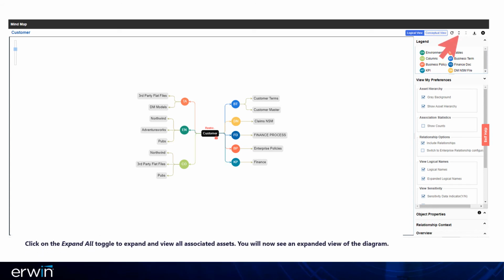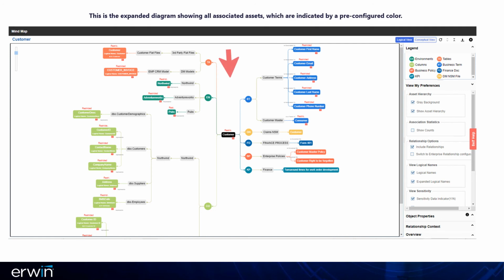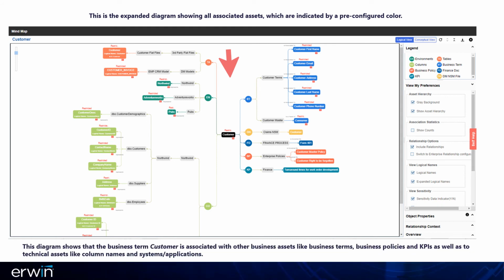Click on Expand All to toggle to expand and view all associated assets. You will now see an expanded view of the diagram. This is the expanded diagram showing all associated assets, which are indicated by a pre-configured color. This diagram shows that the business term customer is associated with other business assets like business terms, business policies, and KPIs, as well as technical assets like column names and systems or applications.